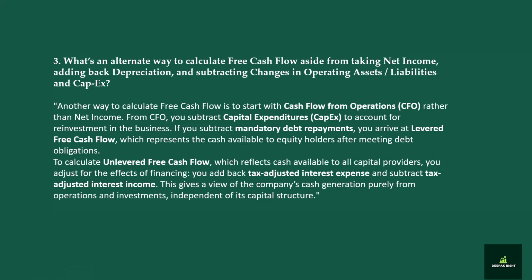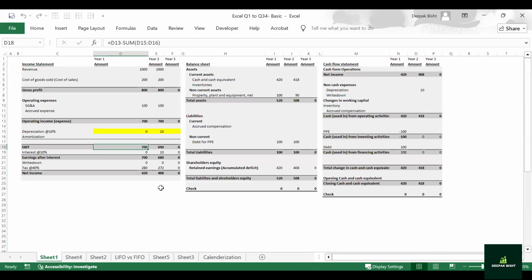What are alternative ways to calculate free cash flow, aside from taking net income, adding back depreciation, subtracting changes in operating assets and liabilities and capital expenditure? One common method of free cash flow is to start from net income. Earlier we were doing it from EBIT, but if you talk about net income, you actually take it from here.